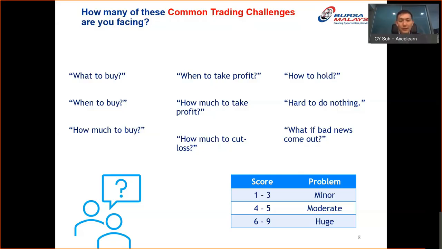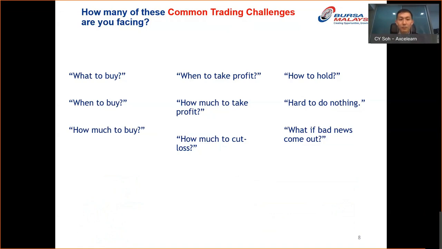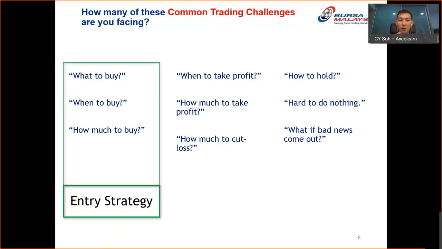So as we look at these 9 challenges, in fact, there are only 3 things that you need to do to solve all of these 9 problems. So the first thing, on the far left, covers these 3 problems: what to buy, when to buy, and how much to buy.